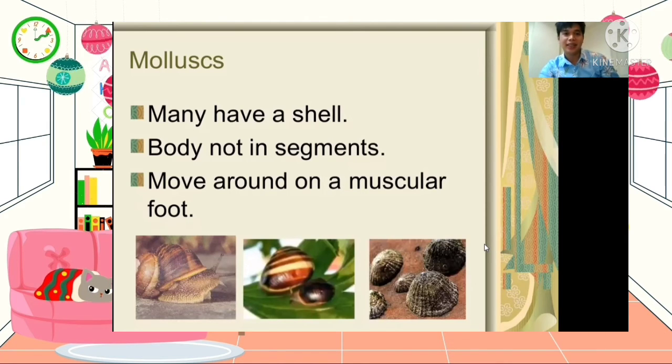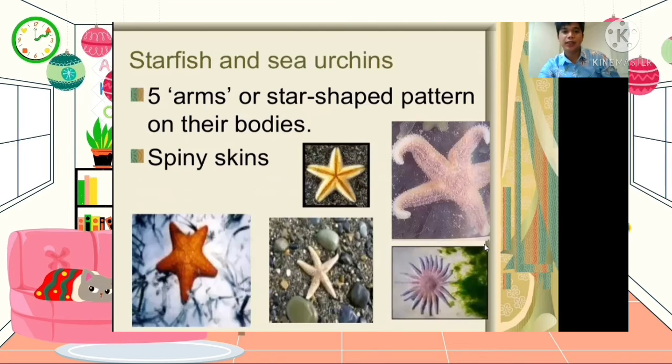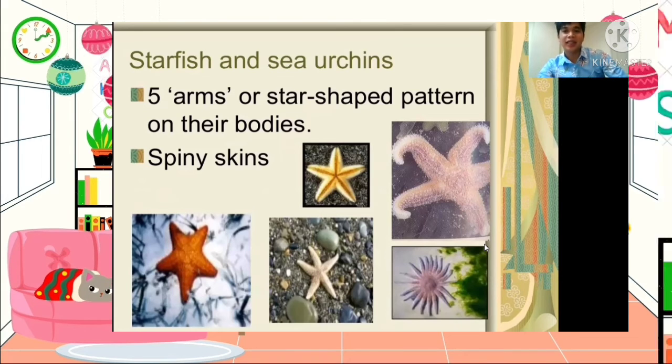Next is starfish and sea urchins. They have five arms or a star-shaped pattern on their bodies and spiny skins. You can see them in the sea. Here are the examples of starfish and sea urchins.